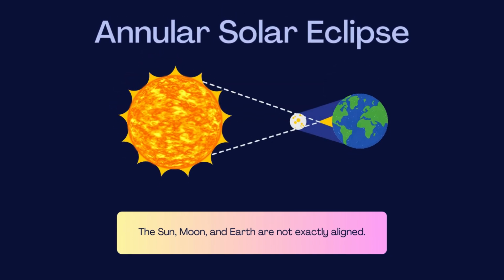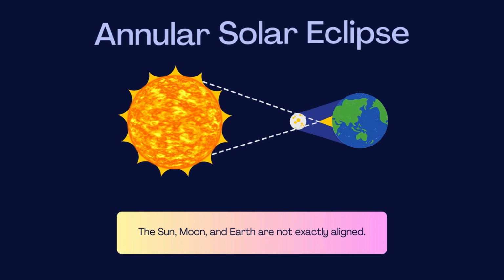An annular solar eclipse occurs when the moon is too far from the earth to completely cover the sun's disk. As a result, a ring of sunlight remains visible around the moon, creating a ring of fire effect. Annular eclipses happen when the moon is near its apogee. That's the farthest point from Earth in its orbit.